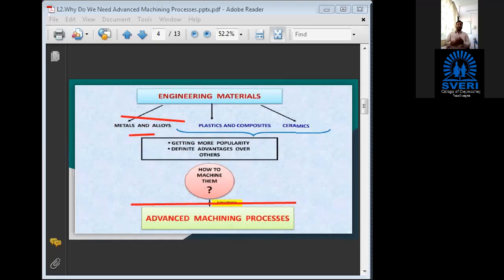Out of that, today's new materials are more popular in the industry than other materials, as they have more advantages. And if ceramic material is used as the workpiece, then another question arises: how to machine or cut that ceramic, because ceramic is harder. And we know that the tool should be much harder than the workpiece material.